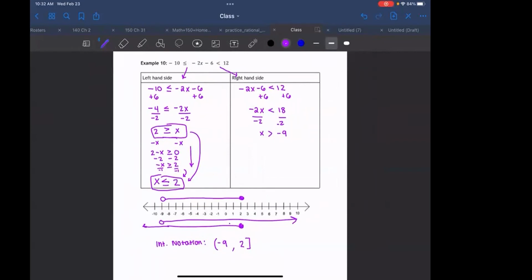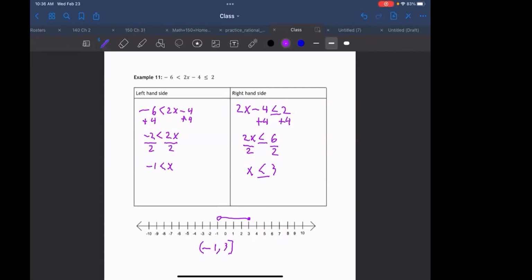All right. How about this? Flip the page over. We're going to do example 11 in pairs or by yourself if you want to. I want you to get to the answer. I want you to graph your answer, and I want you to write your final answer in interval notation.